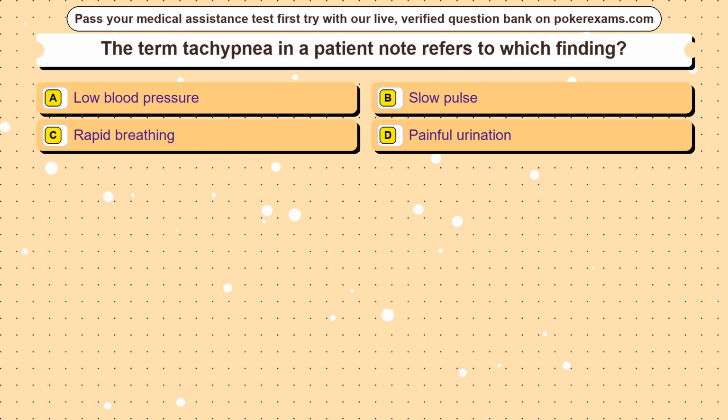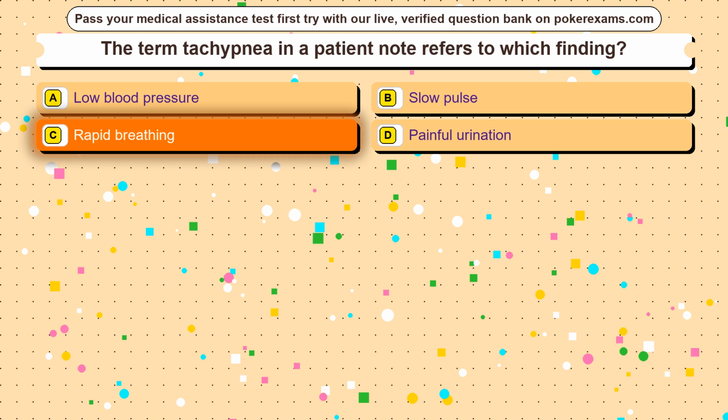Question 70. The term tachypnea in a patient note refers to which finding? Option A. Low blood pressure. Option B. Slow pulse. Option C. Rapid breathing. Option D. Painful urination. The correct answer is option C.